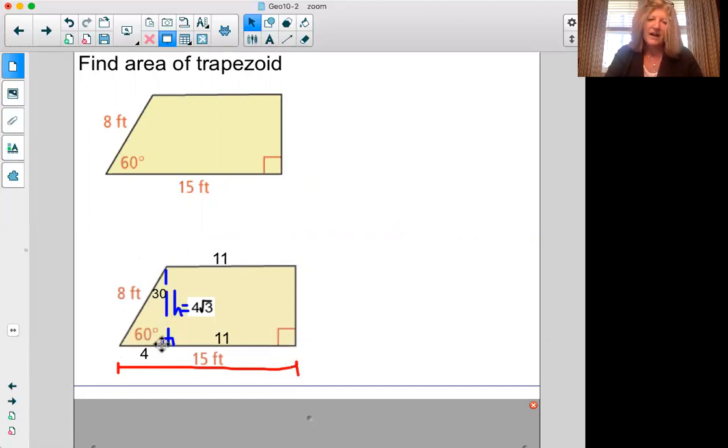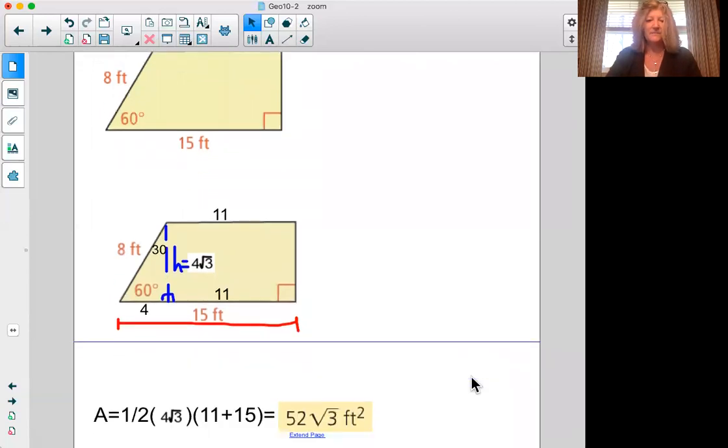We also need the height, so we go back to our 30, 60, 90 triangle, and we see that if the short leg is 4, then the long leg height is 4 root 3. So now we know the height and both bases, so we have everything we need to plug into our formula. Area equals half the height times the sum of the bases.